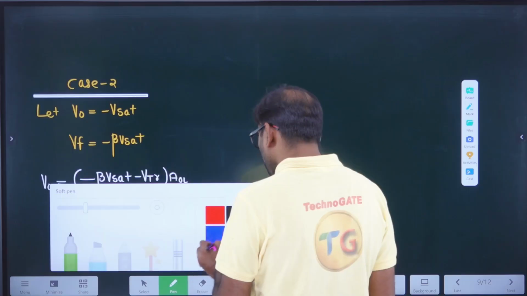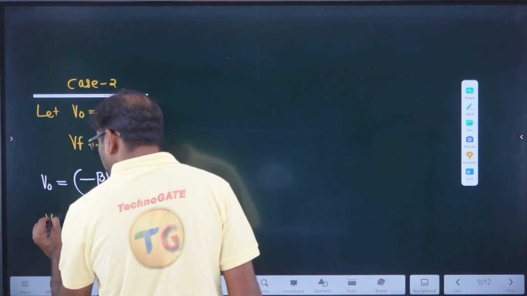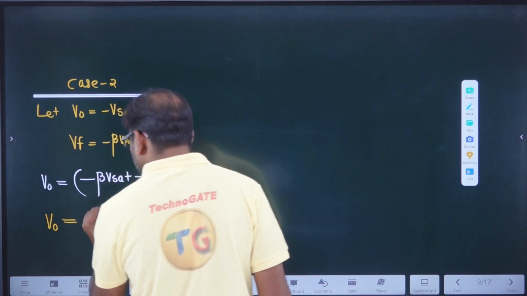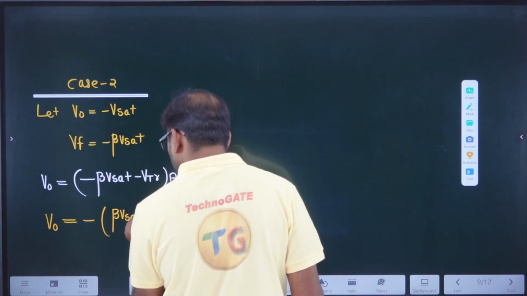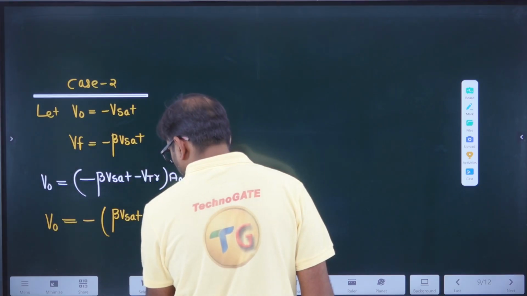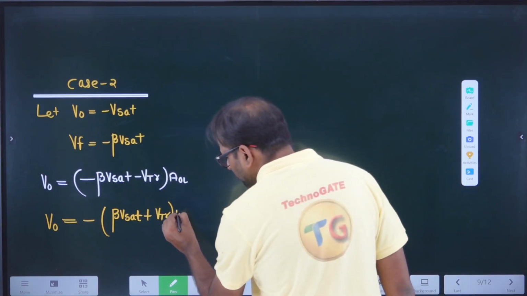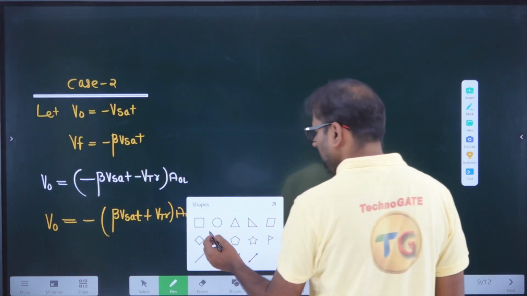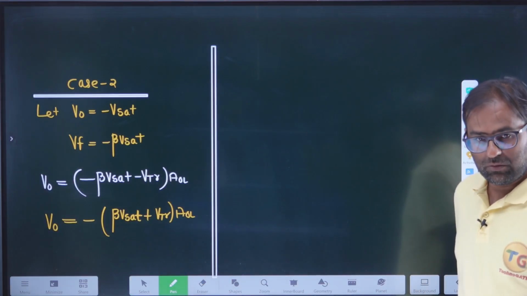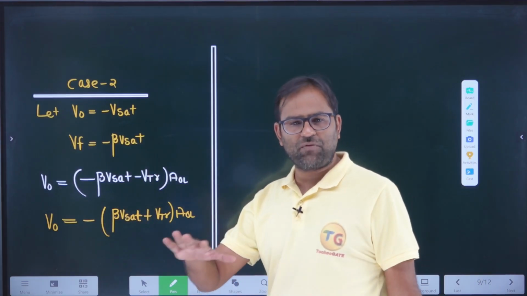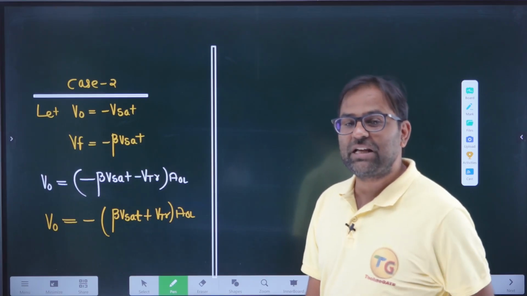Now this output will decide whether your output will saturate at plus infinity or minus infinity. So let me write it clearly. V output is given by minus, taking common, beta into V saturation plus VTR, multiplied by the open loop gain of the op-amp. Now, because beta into V saturation is a fixed thing, what value of VTR should I select so that it will stay at minus V saturation?